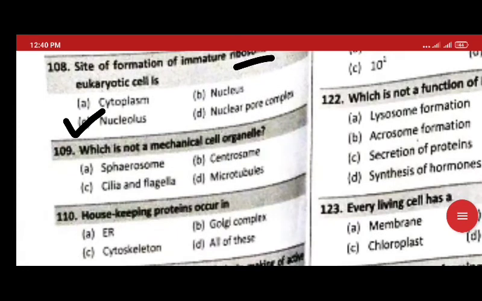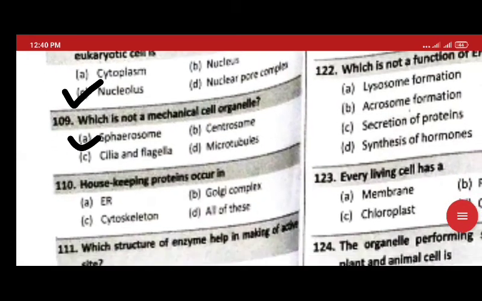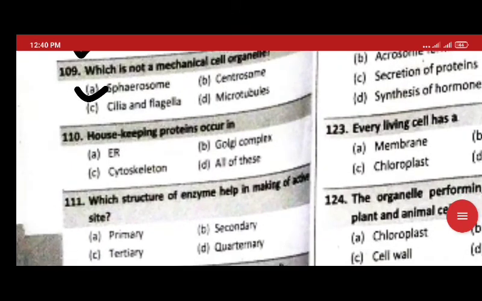Now 109, which is not a mechanical cell organelle. The mechanical cell organelle is called spherosomes. Spherosomes are called mechanical cell organelles. Now housekeeping protein occurring. So housekeeping protein occurs in all.